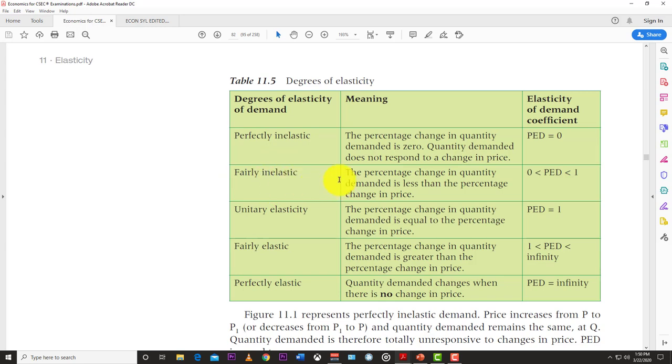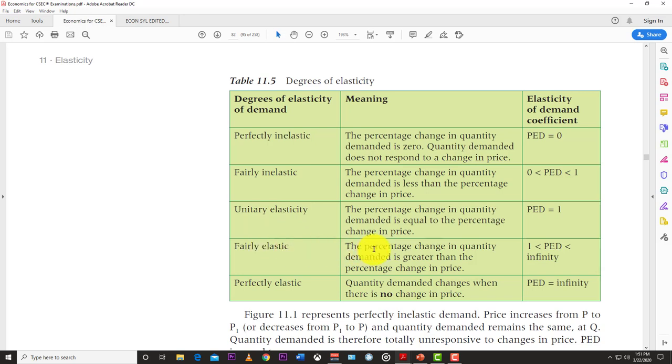Then you have fairly inelastic. The percentage change in quantity demanded is less than the percentage change in price. So if the percentage change in price is, let's say, 10, and the quantity demanded is 5, then you have fairly inelastic demand. And we'll look at that later on. Then you have what you call unitary elasticity. What this means is that the percentage change in quantity demanded is equal to the percentage change in price. And so your coefficient is going to be 1. What if there was a 50% change in demand with a 50% change in price? 50 divided by 50 is 1, so that's why we get 1. That's what we call unitary elasticity.